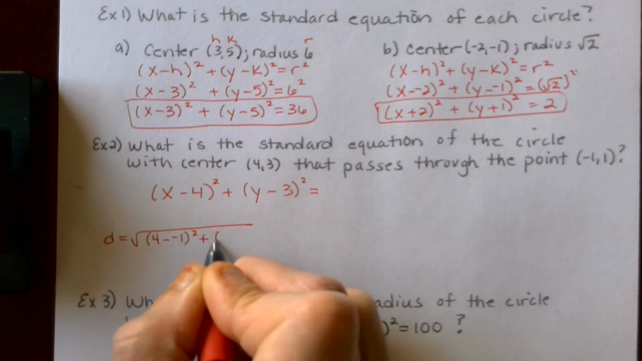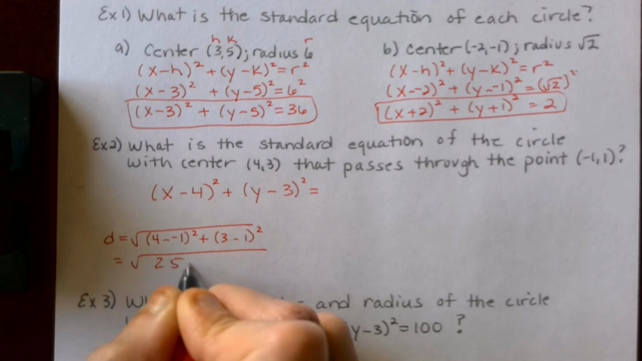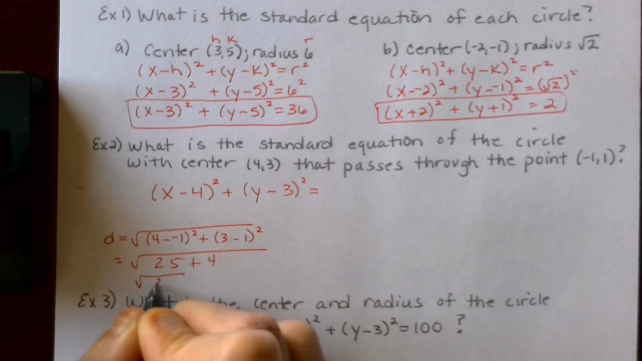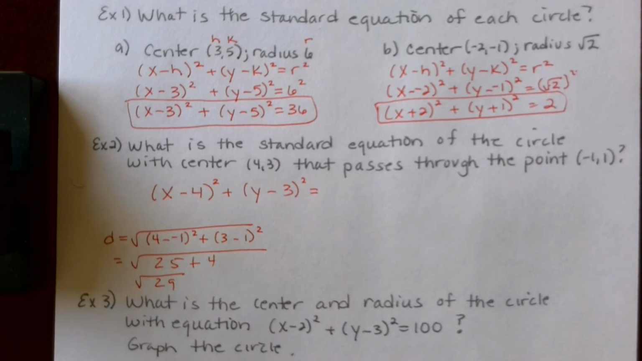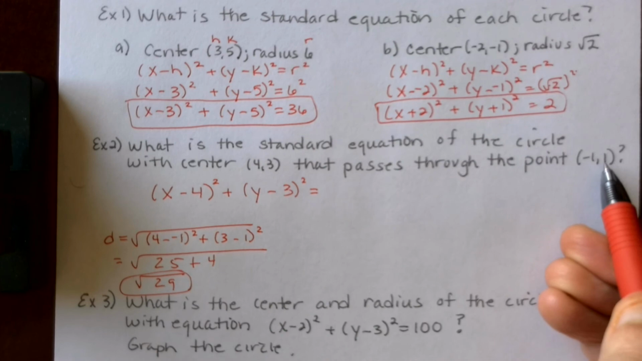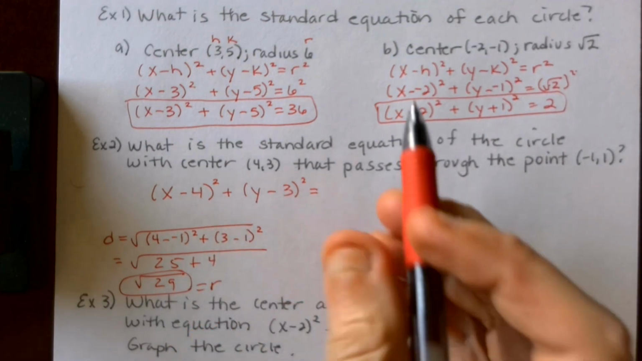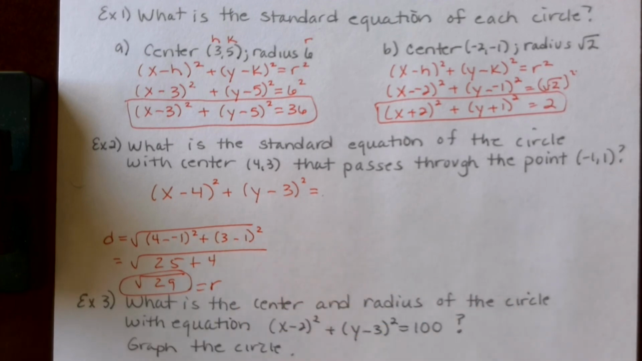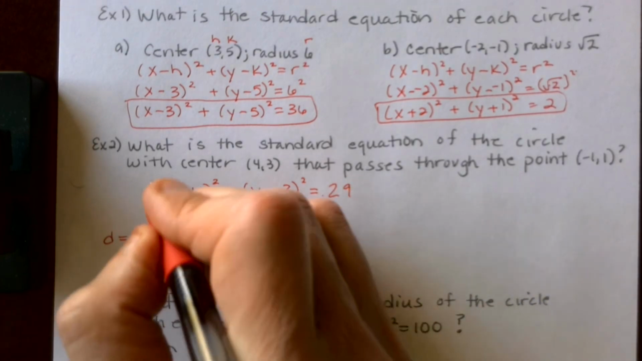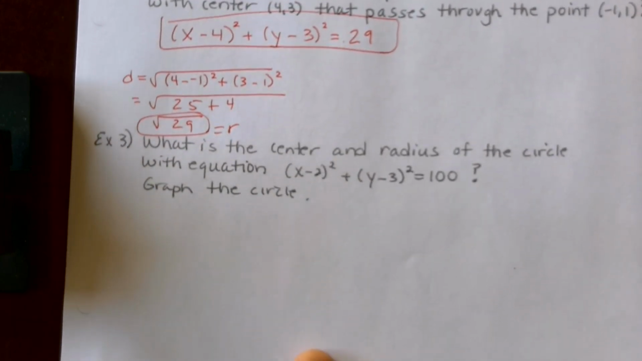Negative 1 squared plus 3 minus 1 squared. Hopefully you guys remember that. 5 squared is 25. 4. So I get that. Hopefully that distance formula is pretty well etched in your heads now. That's what my goal is. And remember, this is the distance from the center to the point on the circle. So this is your radius. Well, now what I got to put in here is radius squared. So when I take square root of 29 squared, I just get that. Done.